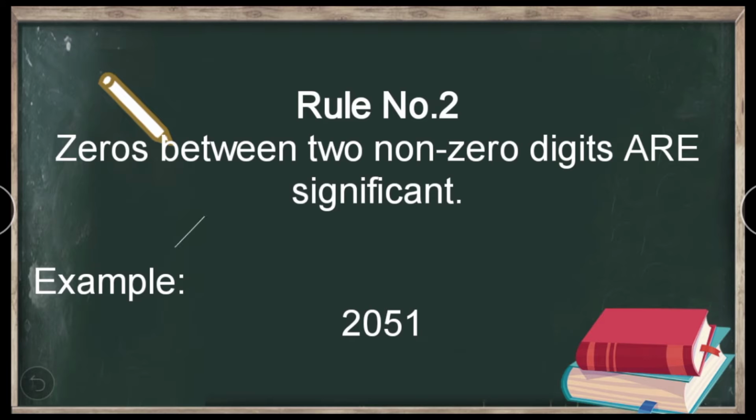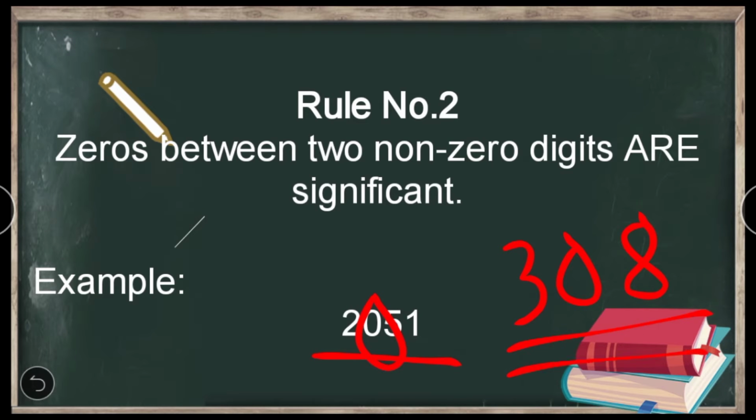Rule number 2. Zeros between 2 non-zero digits are significant. For example, 2051. So it has 4 significant figures because the 0 is between 2 and 5. Another example is 308. So it has 3 significant figures since 0 is between 3 and 8.